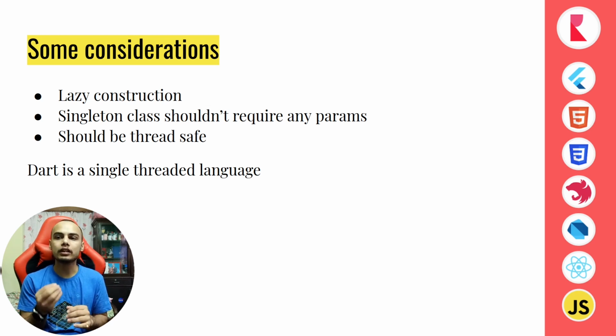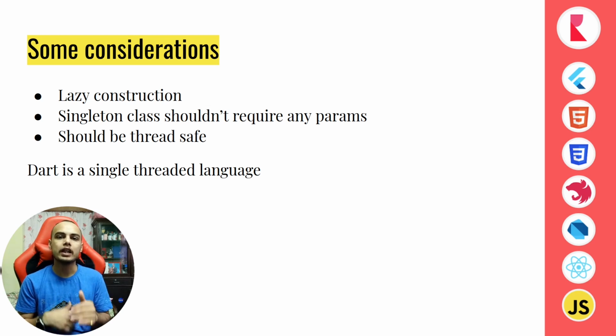Second, a singleton class should not require any parameter for its construction. Why? Because if we provide different parameters for construction, and the user passes different values to the constructor at different times, then it might have different object instances. It doesn't become a singleton. So almost all the time a singleton class shouldn't require any parameter for its construction.